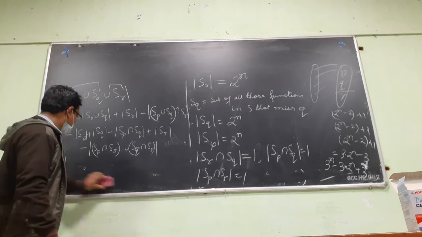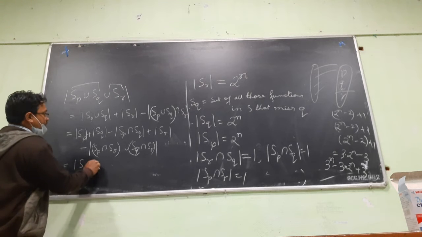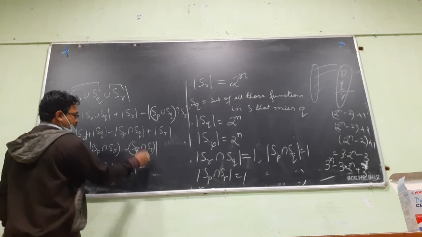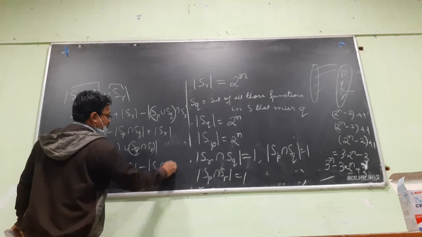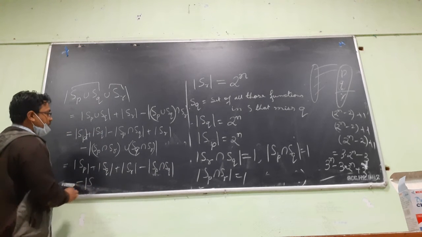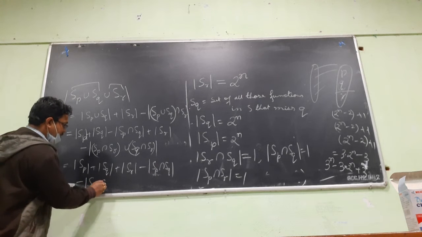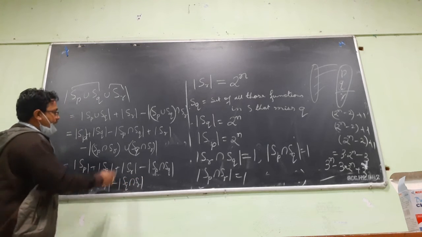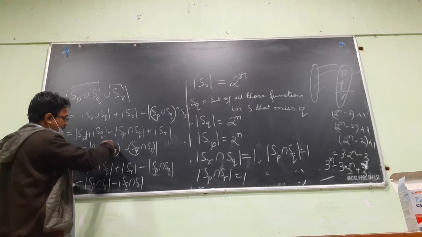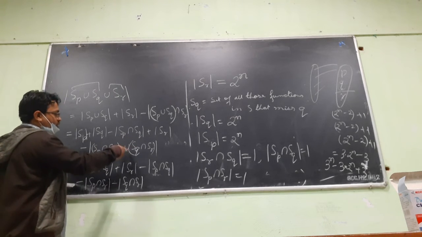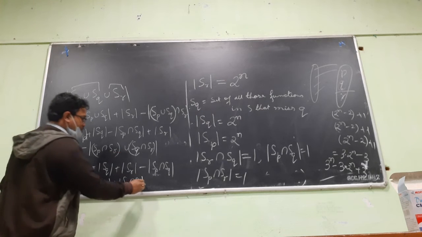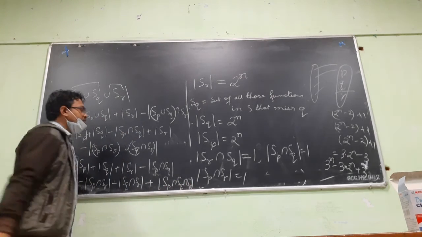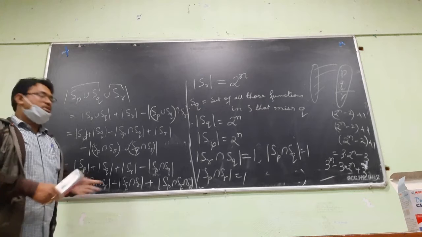If you simplify this, it is the number of elements of SP plus SQ plus SR, minus the number of elements of SP intersection SQ, minus SP intersection SR, minus again SQ intersection SR, and there will be a plus for the intersection of all three. So the intersection of all these is the number of elements of SP intersection SQ intersection SR. So this is actually the standard formula.